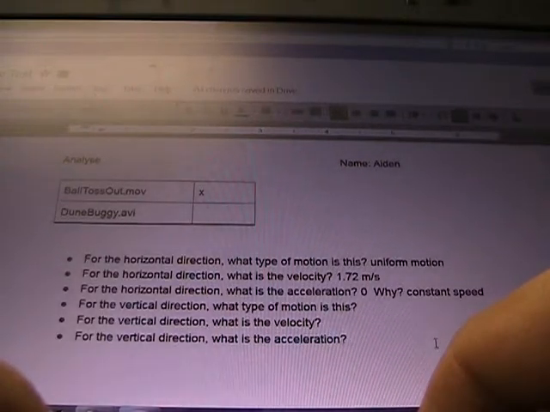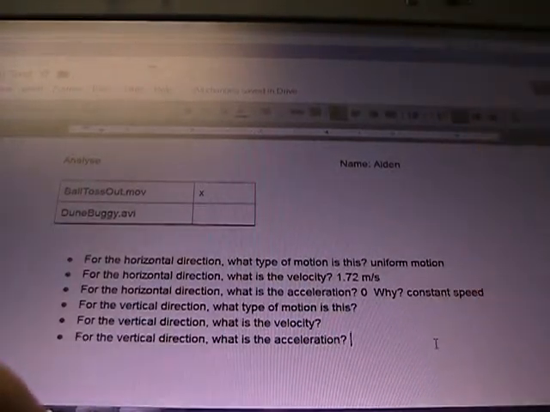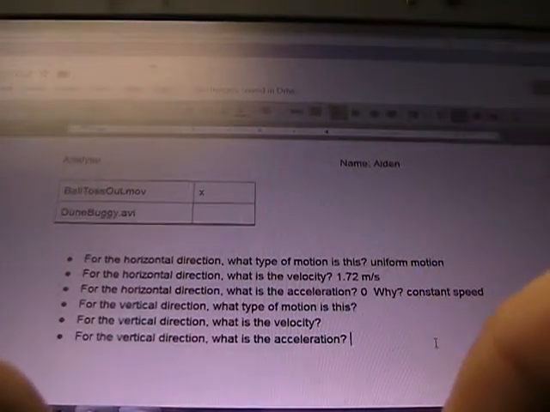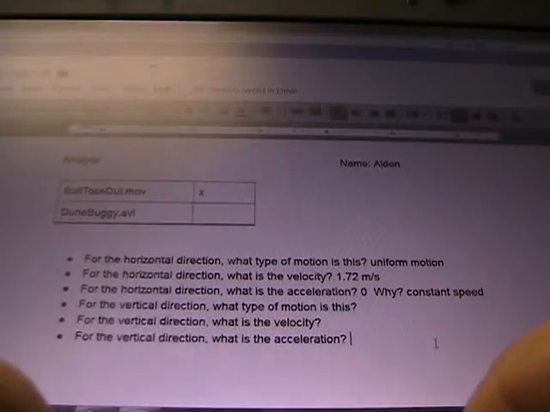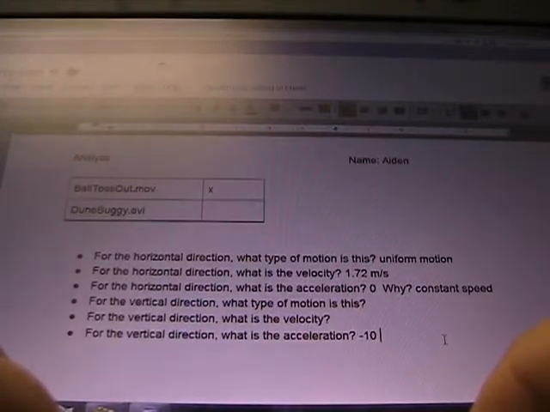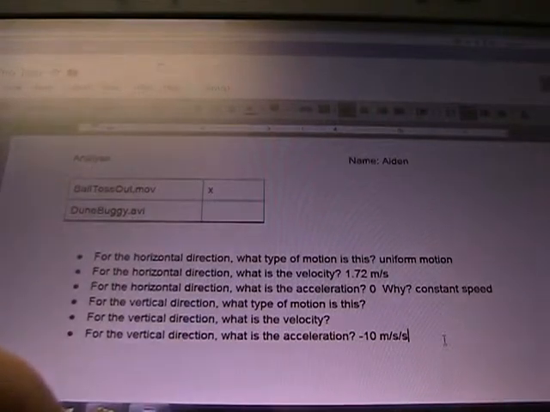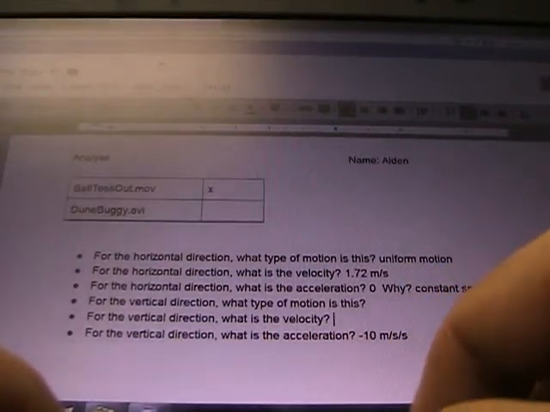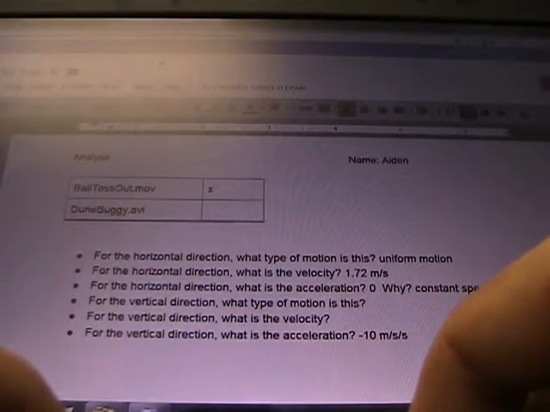Okay, so what's acceleration in the y direction? Let me get rid of the wrong one. Okay, what's acceleration in the y direction? About -10. Okay, what are the units for that? Meters per second per second. Okay, at about what time is the velocity 0 in the y direction?